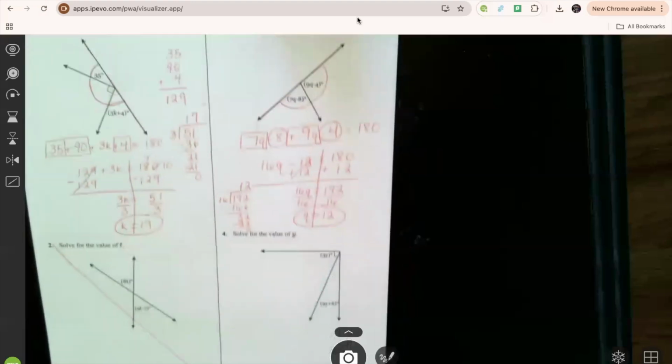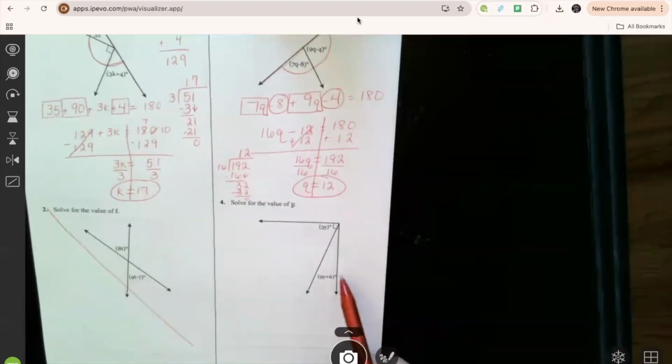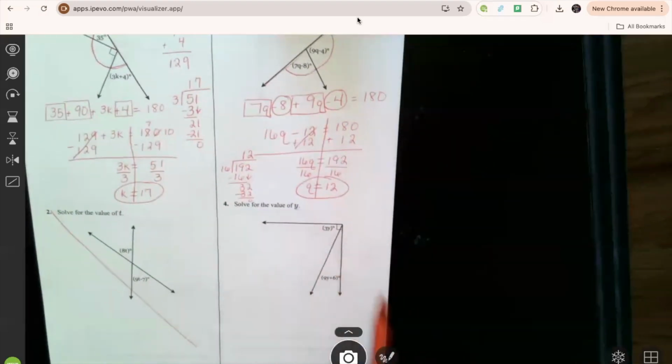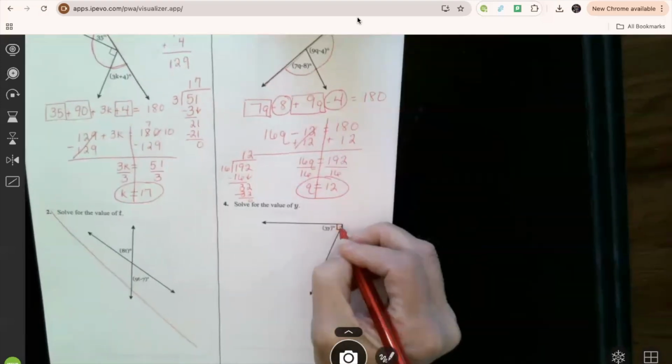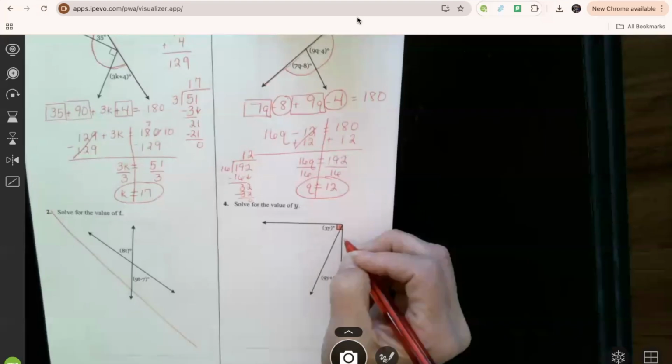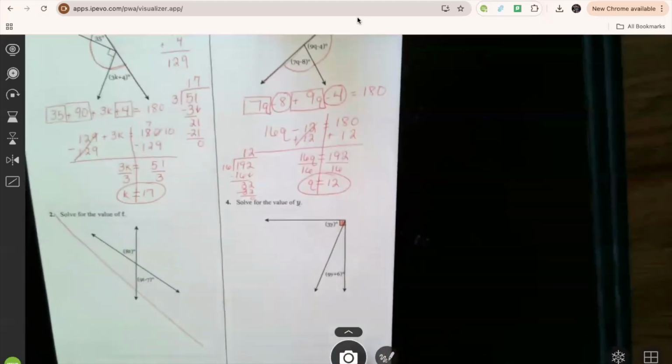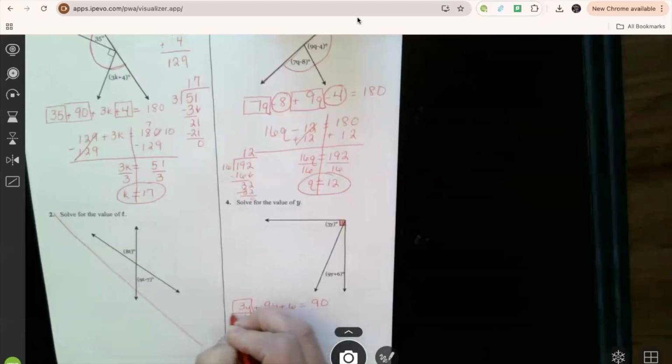All right, let's look at number 4. Number 4 is asking you to find the value of Y. And you have two angles here. And what do you see right here? You have this square. So that means these two angles are complementary, so they equal 90 degrees. That means 3Y right here plus this 9Y plus 6 equals 90 degrees. So now I'm going to combine my like terms. I have 3Y plus 9Y, so that's 12Y plus 6 equals 90 degrees.